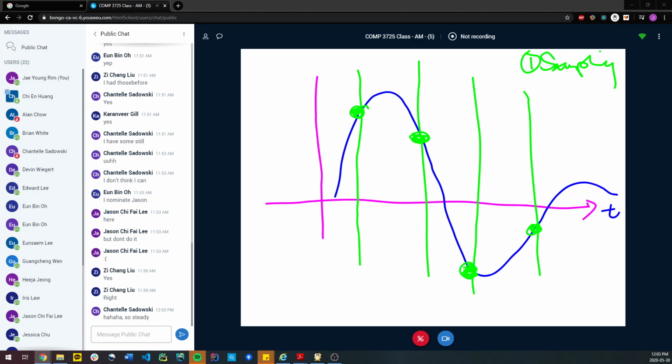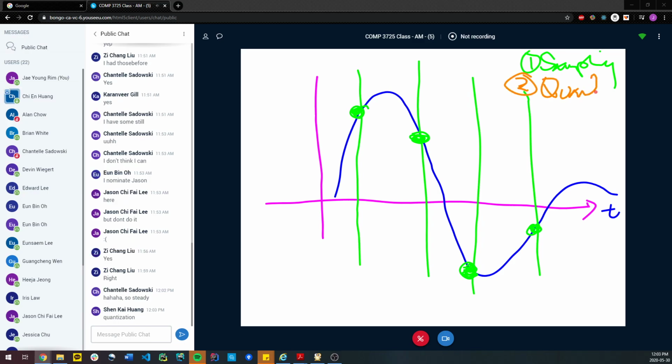Okay. Now, does anybody remember what the second process is? Quantization. Exactly. It's called quantization. What is that? Well, it's about breaking this into different levels. Let's assume that I do a very crude quantization. I'm going to get two levels. So this is a 0, and then this is a 1.